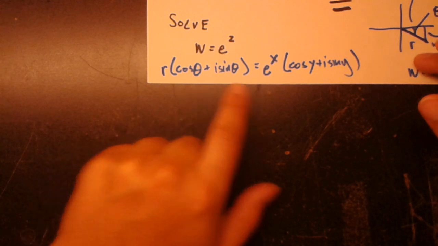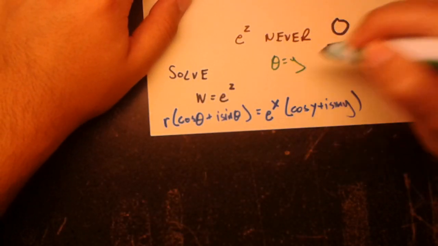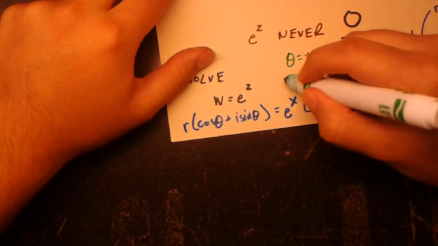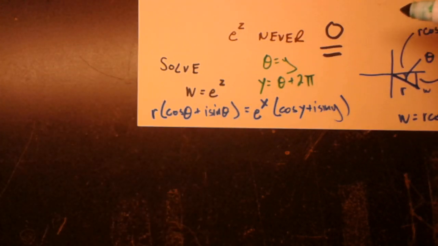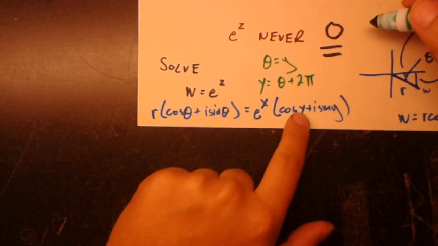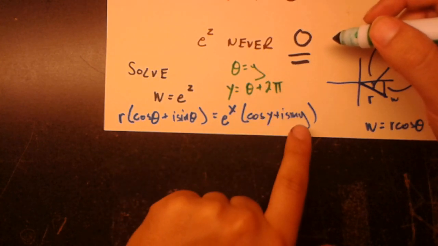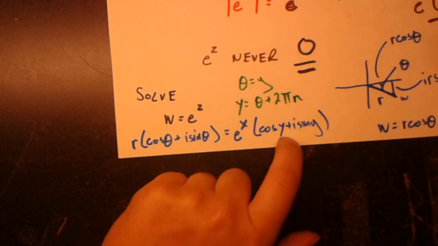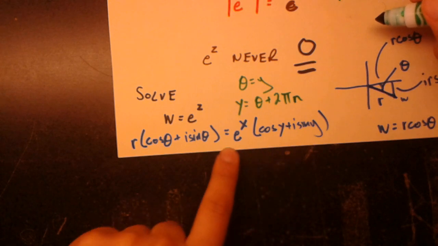Now also, theta could equal y, right? That will solve this for sure. Theta equals y. But what else could y equal? y could equal theta plus 2 pi, because that will also solve this, because cosine of theta plus 2 pi is the same thing as cosine theta. Sine of theta plus 2 pi is the same as sine of theta. And really, it's not just 2 pi, it's any multiple of 2 pi. You can have n be any integer, positive or negative. So this has infinite solutions.